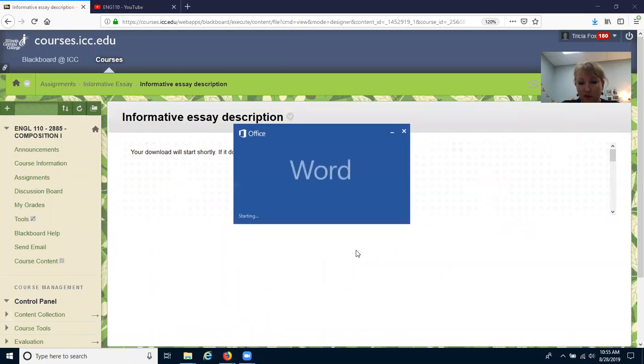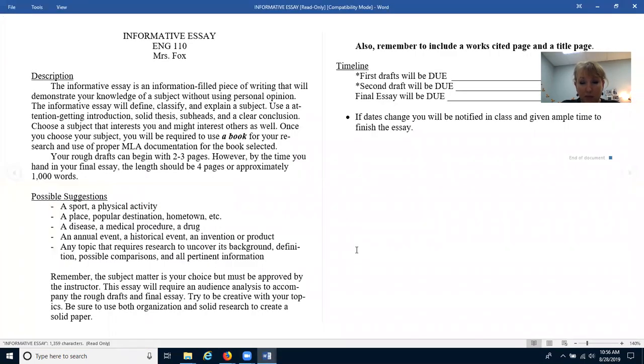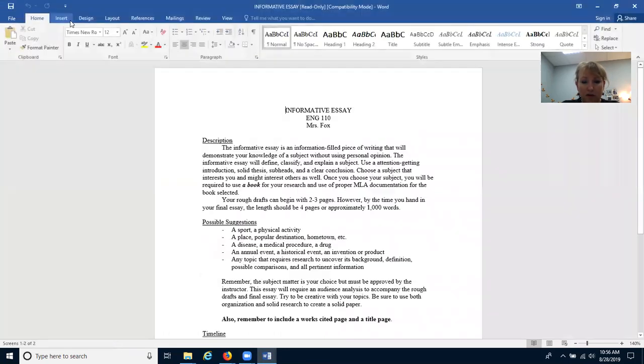Again, it reminds you of things like using a definition, using sources. I would prefer that you find a book for one of your sources, so you'll want to go to the library here at ICC and try to find a book. The reason why I encourage you to find a book is because one, you'll have plenty of information to work from, and two, you'll see how the book breaks down your topic. That helps you to decide how you're going to break down your topic as well. Because you are using sources, you will need to remember to include a works cited page and a title page. So please make sure you include both of those.